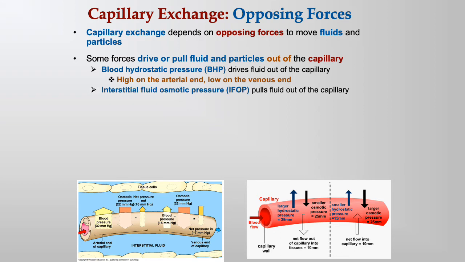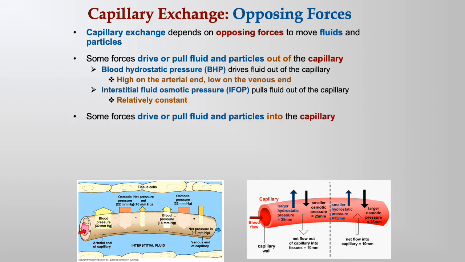Interstitial fluid osmotic pressure, IFOP, pulls fluid out. So think about it. There are solutes in the interstitial fluid. Remember, water follows solutes. So those solutes are going to be pulling water towards them. That will mean pulling water out of the blood. Now that's relatively constant. That doesn't really change very much at all, because from one side of the capillary bed to the other, there's roughly the same number of solutes.